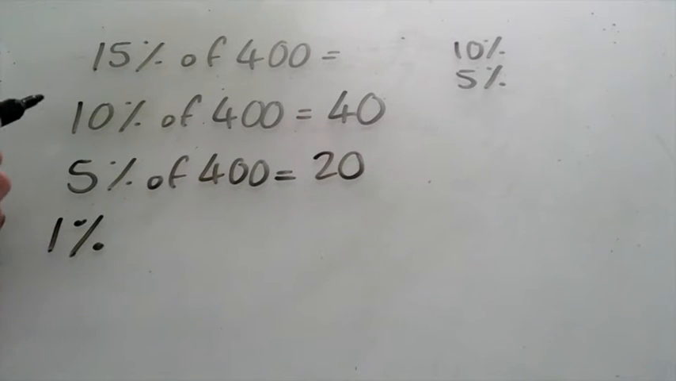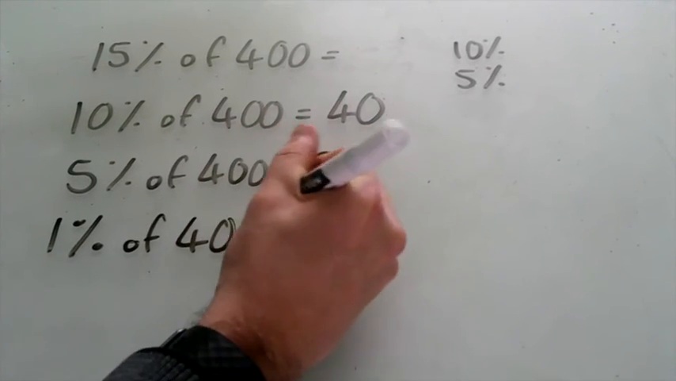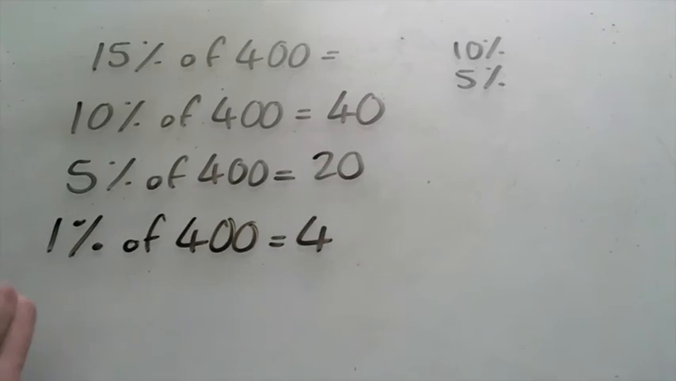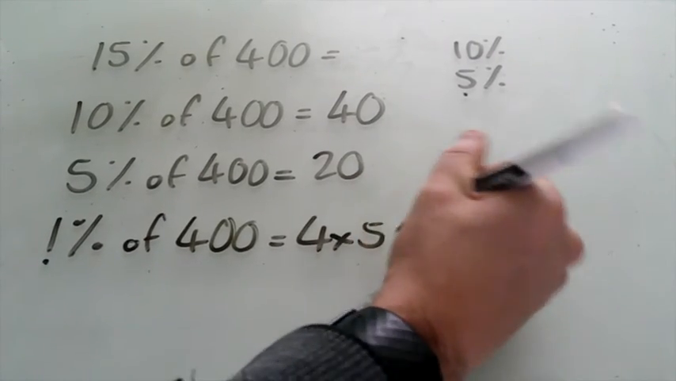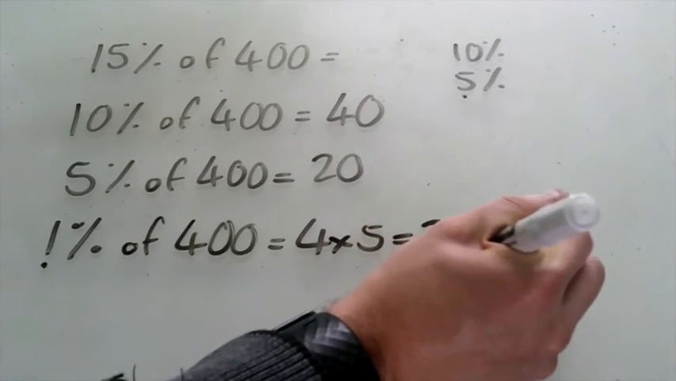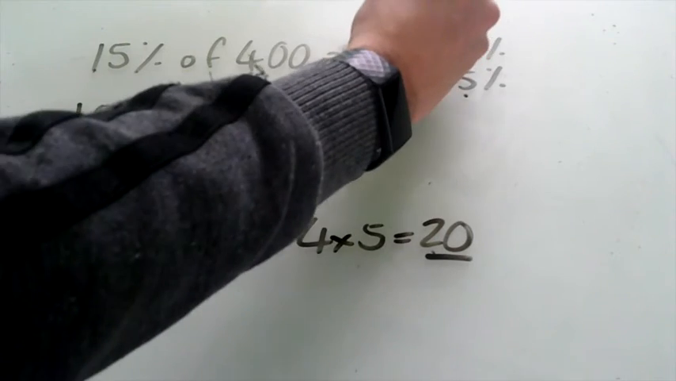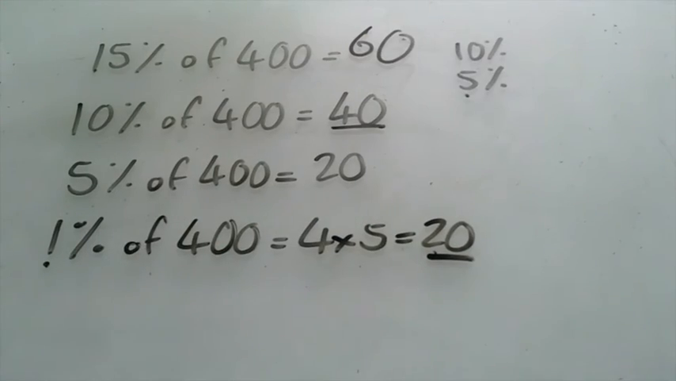So if we're to find 10%, we divide by 10. To find 1%, you divide by 100. So 1% of 400 will give us 4. And now we've got 1%, we want to find 5%. We would times that answer by 5. And then we would take 20, add 40, because that will then give us 60, which is our 15%.